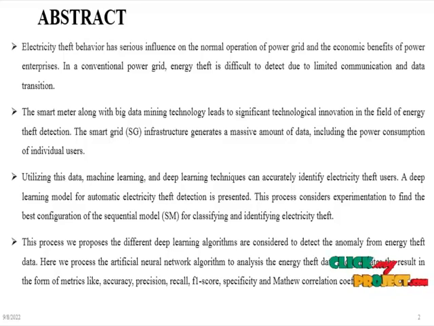Utilizing this data, machine learning and deep learning can accurately identify electricity theft users. A deep learning model for automatic electricity theft detection is presented. This process considered experimentation to find the best configuration of the sequential model for classifying and identifying electricity theft. Different deep learning algorithms are considered to detect anomalies in energy theft data. Here we propose the artificial neural network algorithm to analyze the energy theft data and generate the result in the form of metrics like accuracy, precision, recall, F1 score, specificity, and Matthews correlation coefficient.